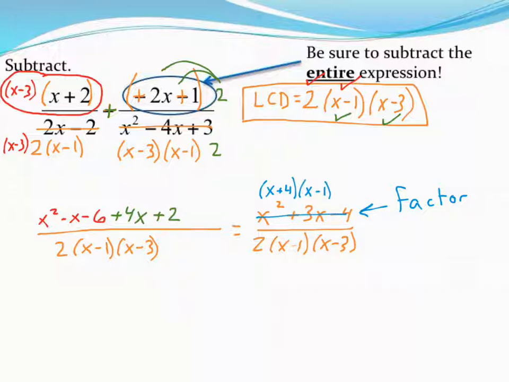And if you take a look now, I have common factors. That x minus 1 in the top can cancel out with the x minus 1 in the bottom. If you can do something like that, you have to do something like that, and the only way to tell is to factor. And so in this case, my final simplified answer becomes x plus 4, I can drop the parentheses, over 2 times x minus 3. It's a lot of work just to add two fractions together, but that's what we need to do.